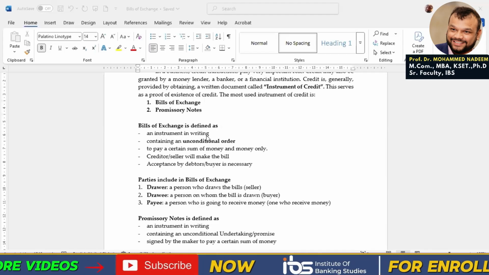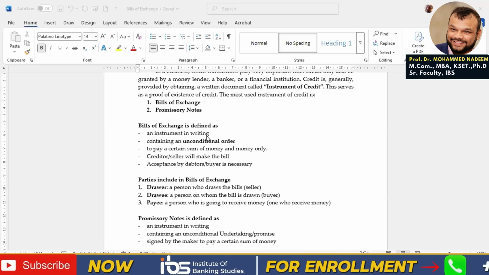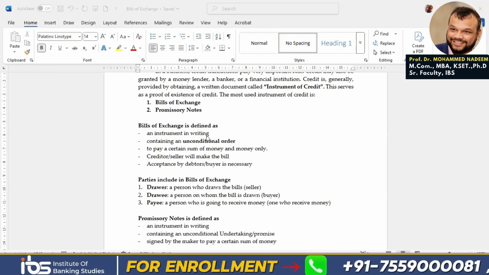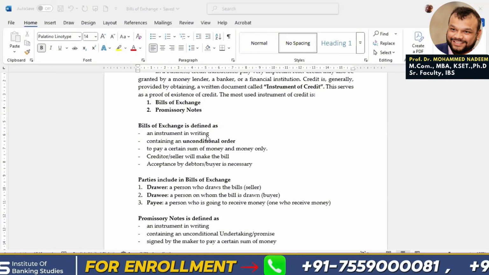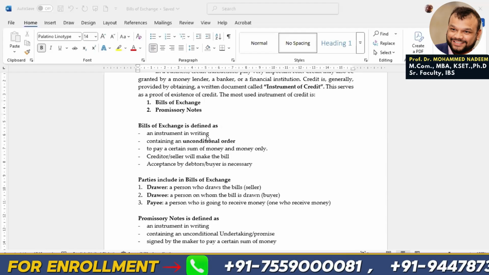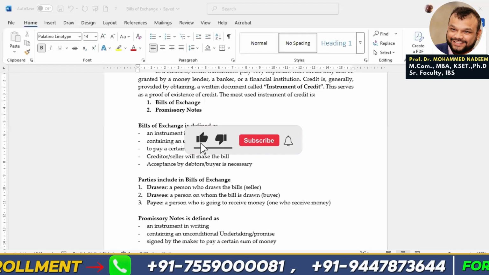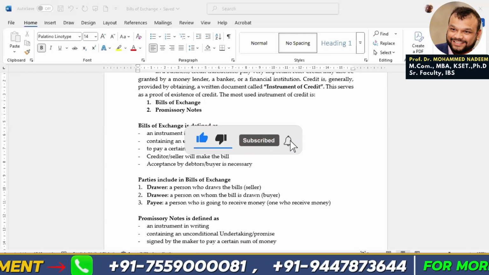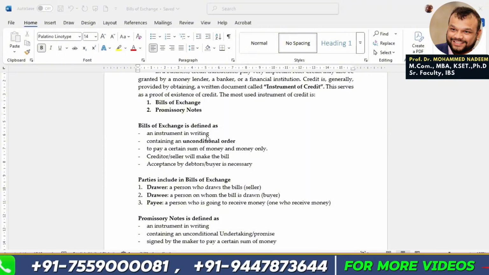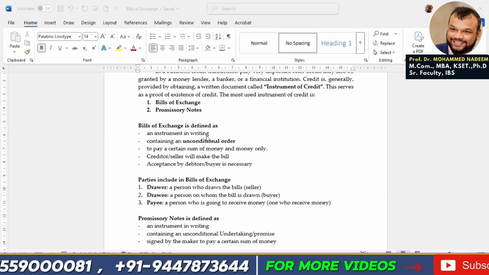How will he accept? He'll write his name and sign on that, and he'll put the seal of the business on that bill. Then only it is a valid bill. If the buyer is not signing on that bill, it is an invalid bill for us. That bill has no existence, we say. Okay. So this is the meaning of bills of exchange.